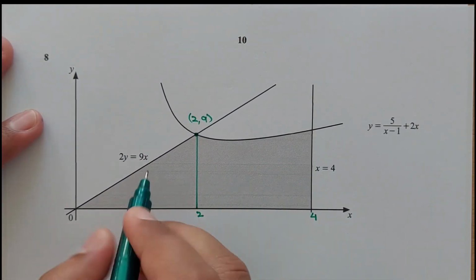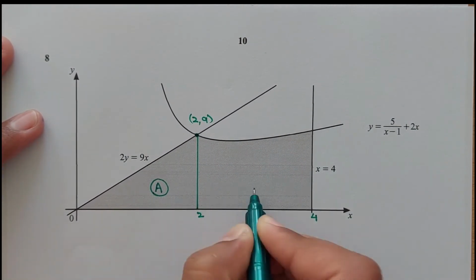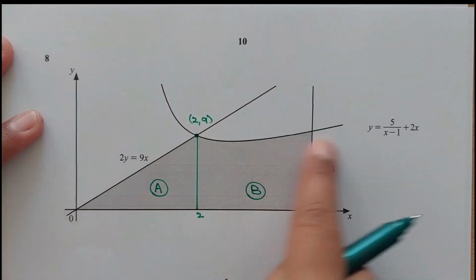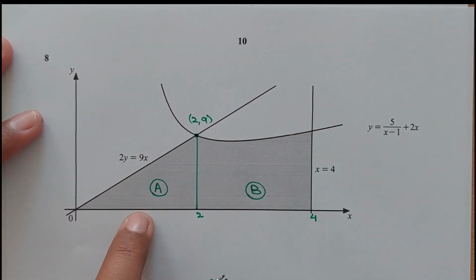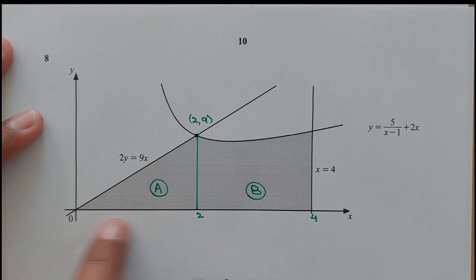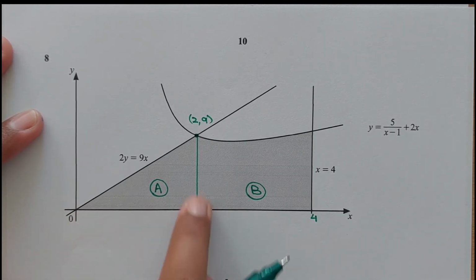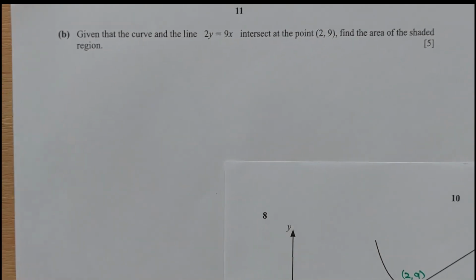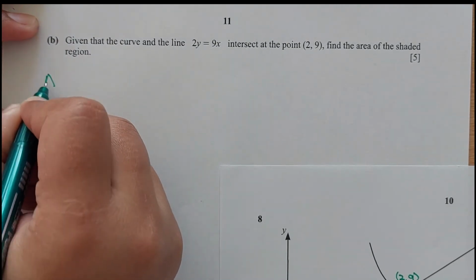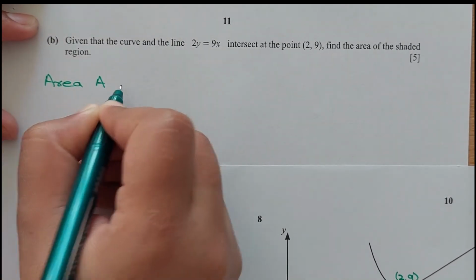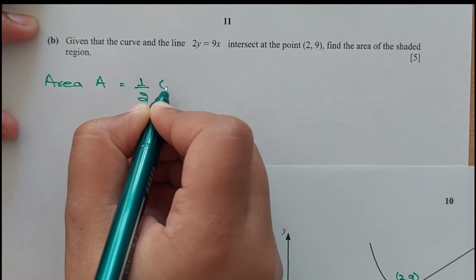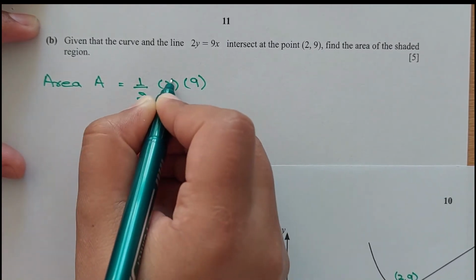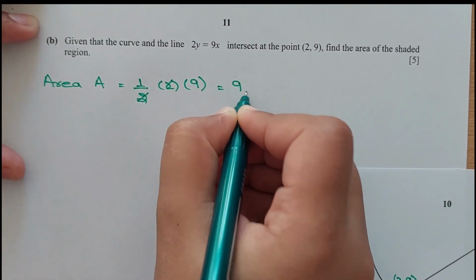So let me find the area. Let's say this is area of a triangle, area A, and this shape is area under this curve between the points 2 and 4, right? So first let me find the area of this triangle. Area of a triangle is half base times height. Base is 2, 0 to 2 is just 2, and the height is from 0 to 9, y is 9 over here. So 2 times 9 divided by 2 gives the area of the triangle. So area A is half base times height, 2 is cancelled with 2, so area A is just 9, right?